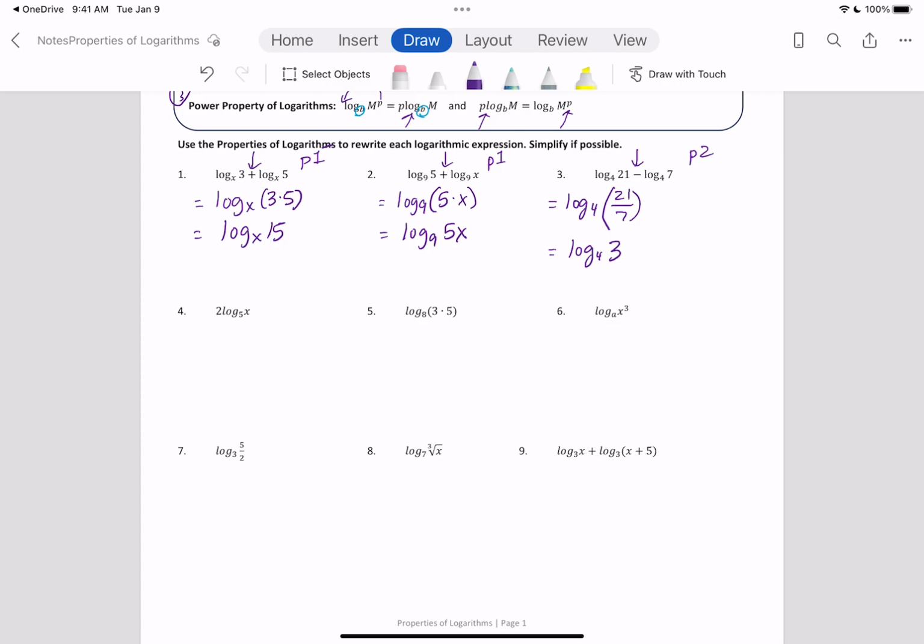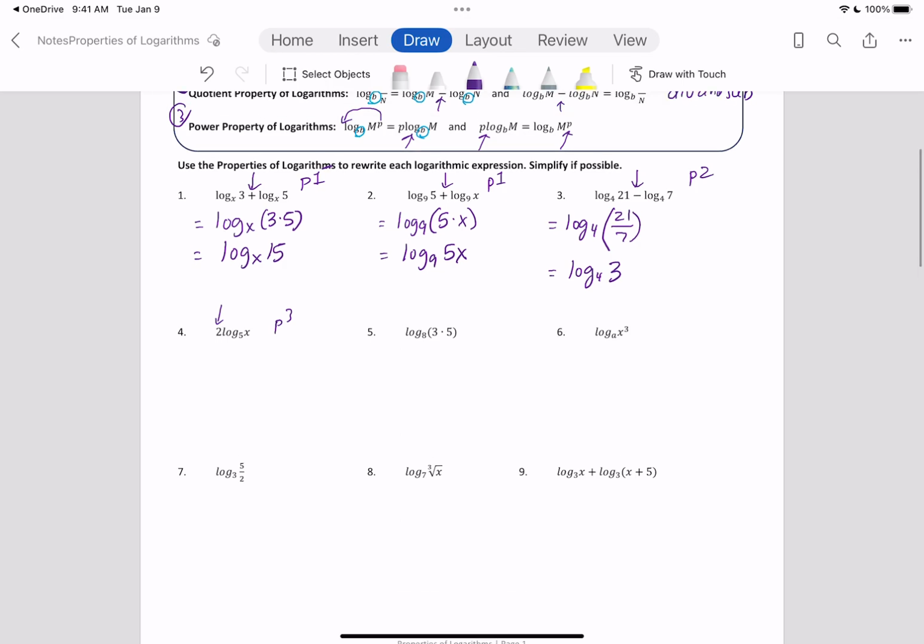All right, for number 4, this time you see I have a number being multiplied times the logarithm. So this is that property 3. So what we're going to do for this is we'll have log base 5 of x, but that 2 is now going to become the power of x. So it's log base 5 of x squared.